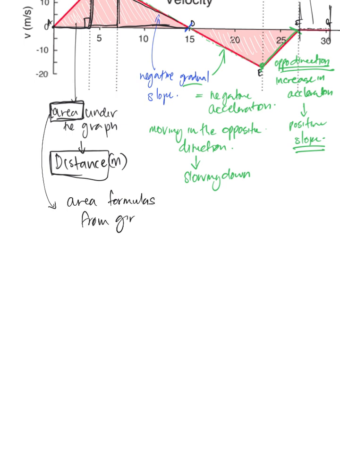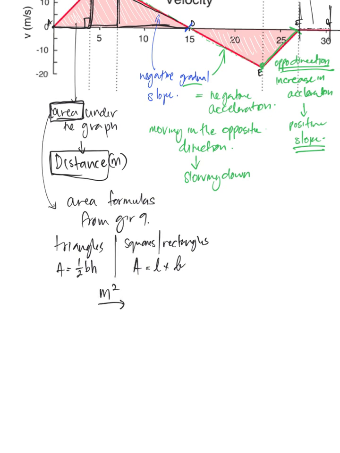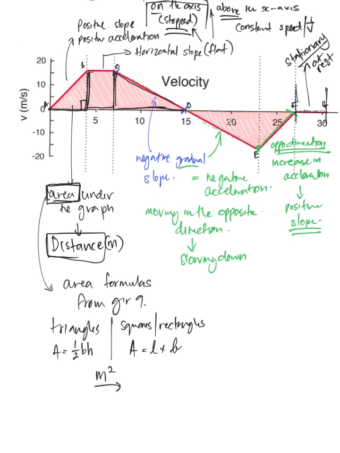From grade 9. So common shapes you're definitely going to get are triangles. And I know for triangles, A is equal to half times base times height. You can get squares or you can get rectangles. And I know that my area formula is length times breadth. And my answer must be in meters squared. Right. So when I'm looking at this type of graph, and I've drawn up my graph, I can just go and have a look.